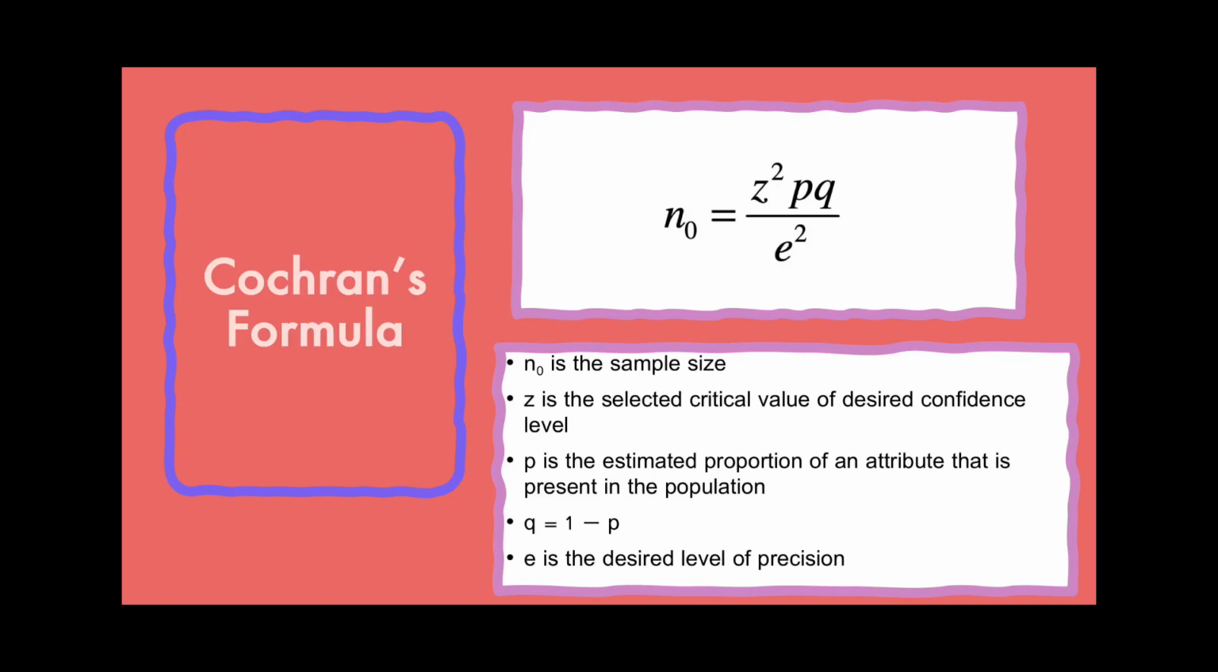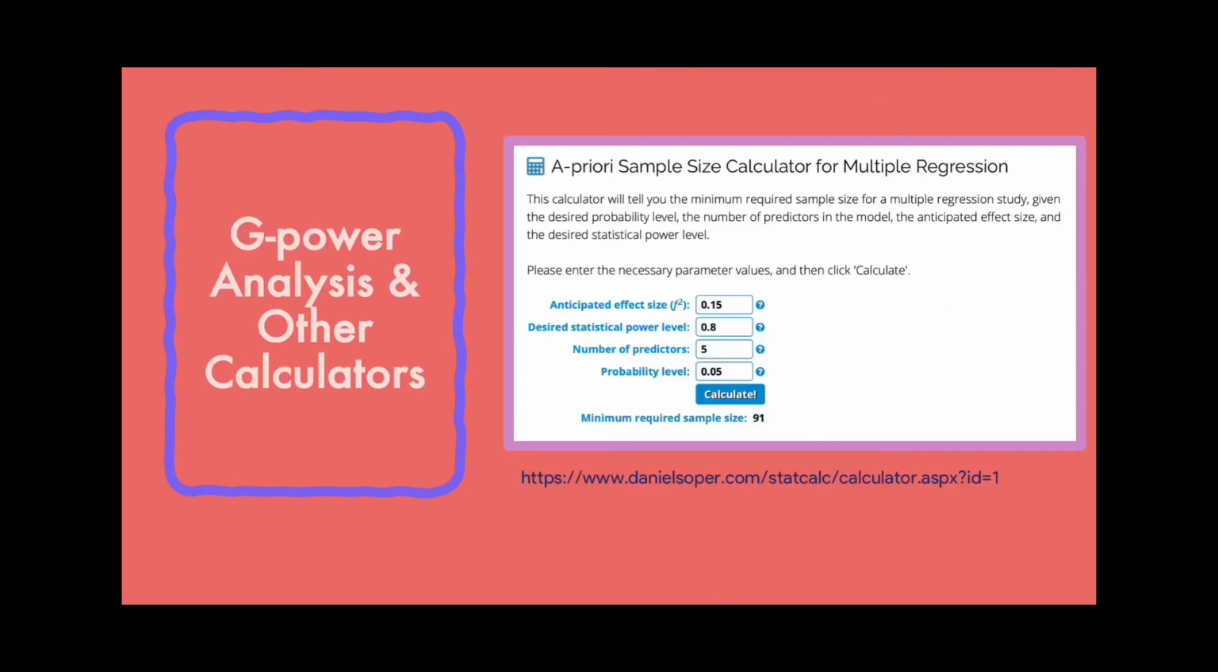Next, this is Cochran's formula, no? And you can use this formula also, but this one is usually for research that uses proportions instead of means. But in the social sciences, we usually use means rather than proportions. And we can also make use of G-power analysis or other calculators.